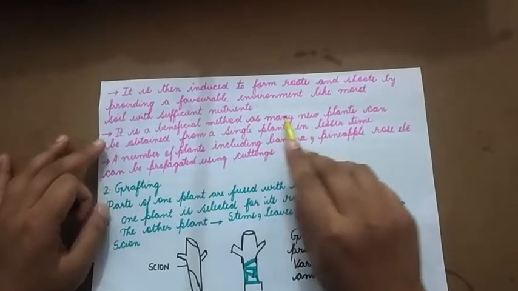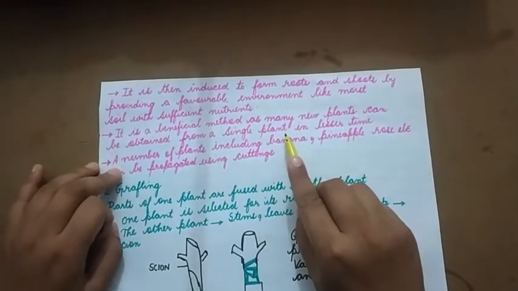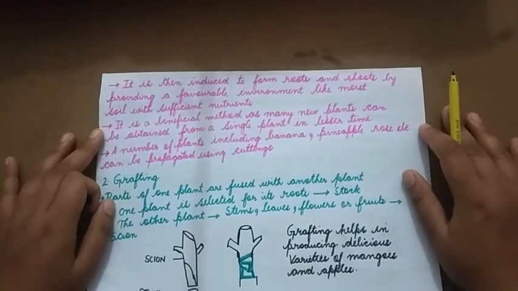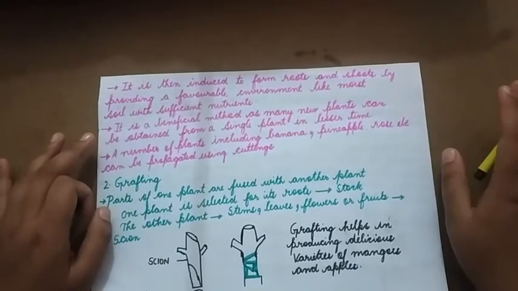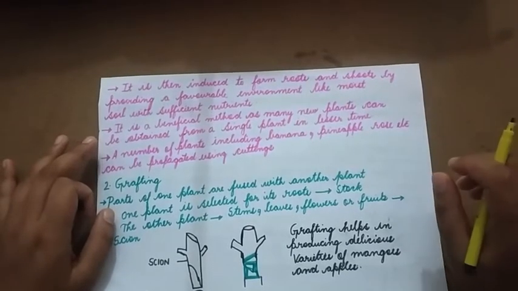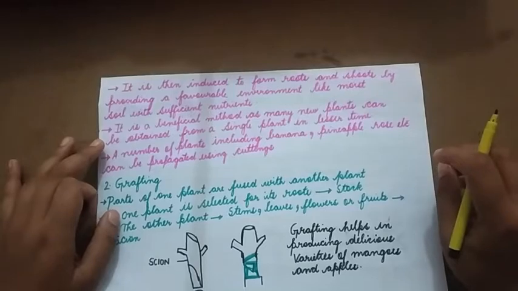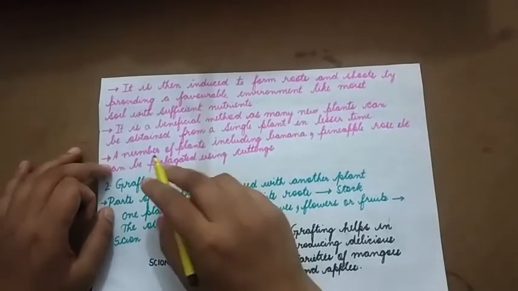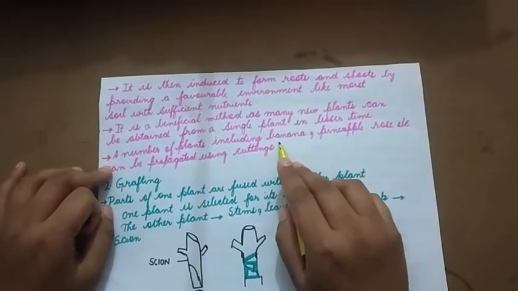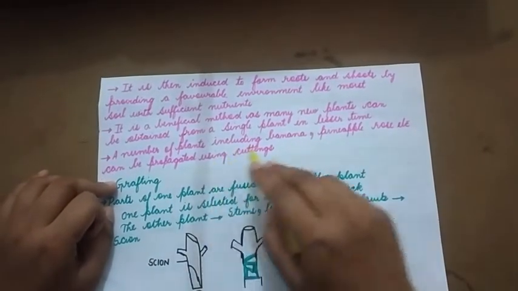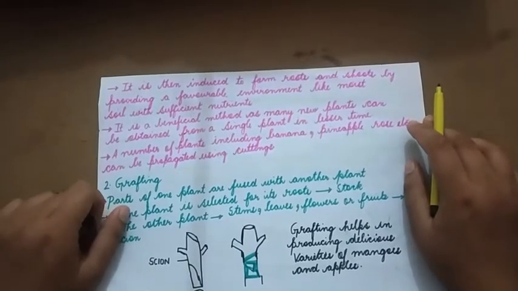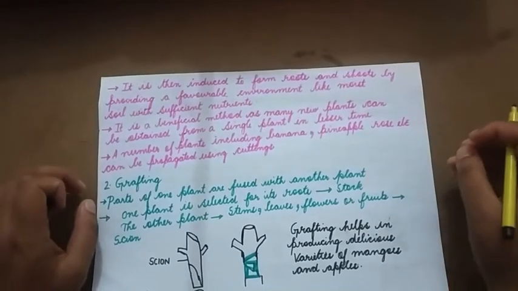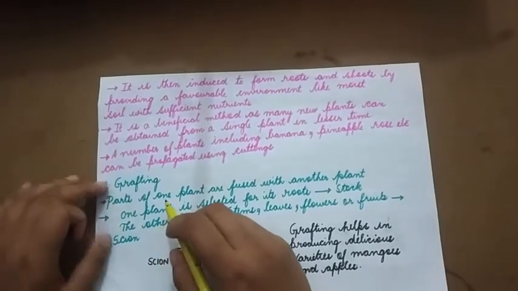It is a beneficial method as many new plants can be obtained from a single plant in less time. This method of propagation is much faster and easier. Many plant cuttings can be obtained from a single parent plant, and at a stretch we can obtain several plants. A number of plants including banana, pineapple, rose, etc. can be propagated using cuttings.